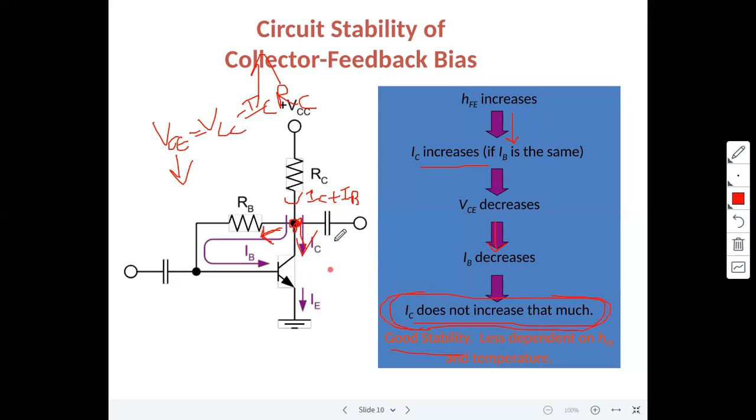As temperature increases, IC increases, but due to negative feedback, IB decreases. IB decreasing means IC also decreases, right? The relation between IC and IB is always IC equal to beta times IB. Due to temperature, IC increases, but due to negative feedback, IB decreases, and IC also decreases. So IC does not depend much upon temperature and HFE.